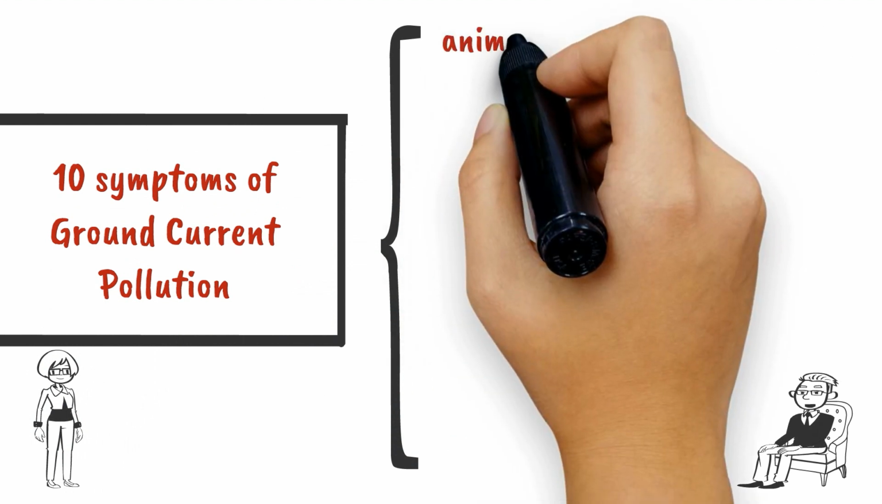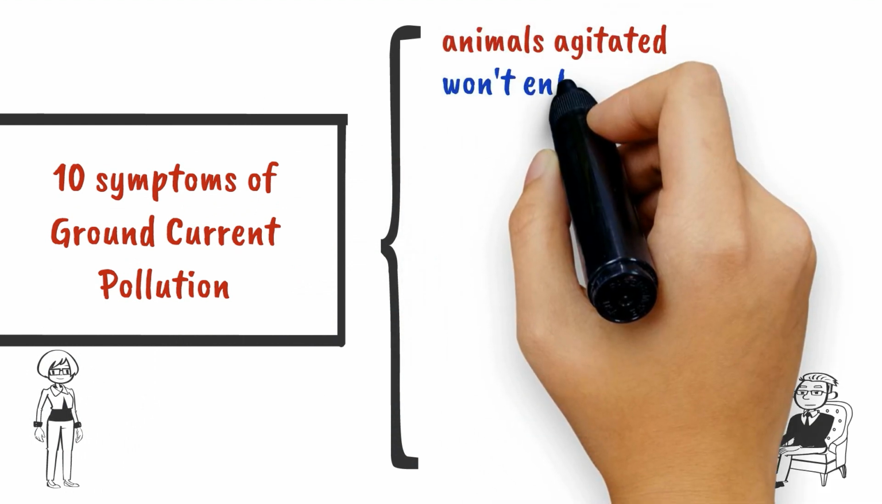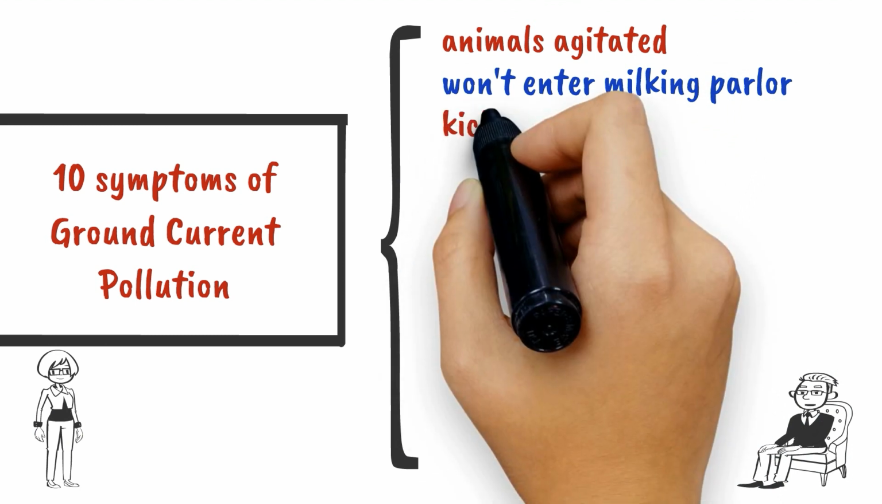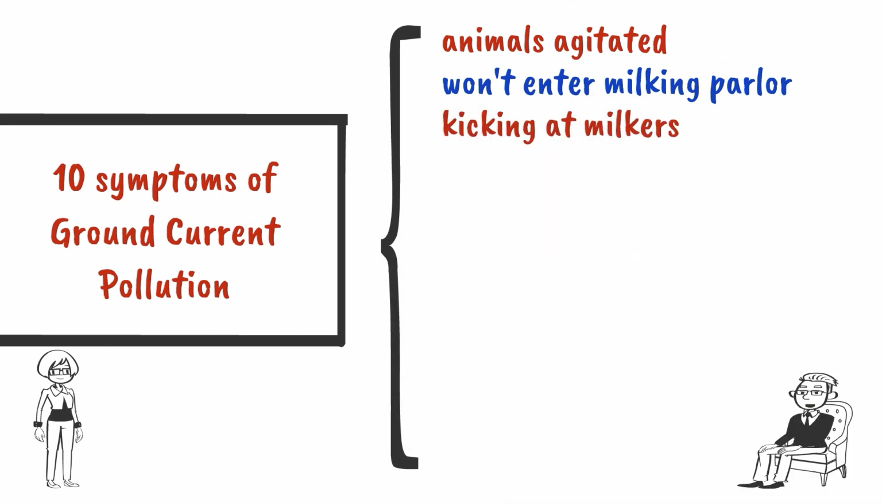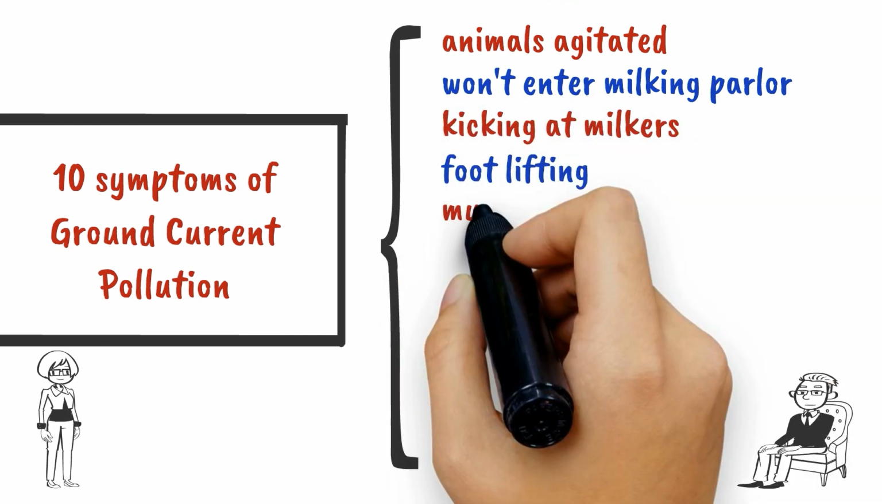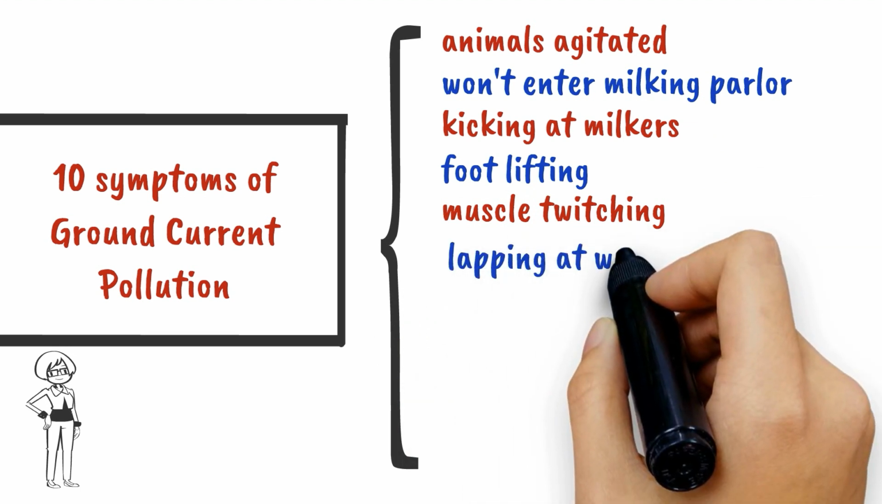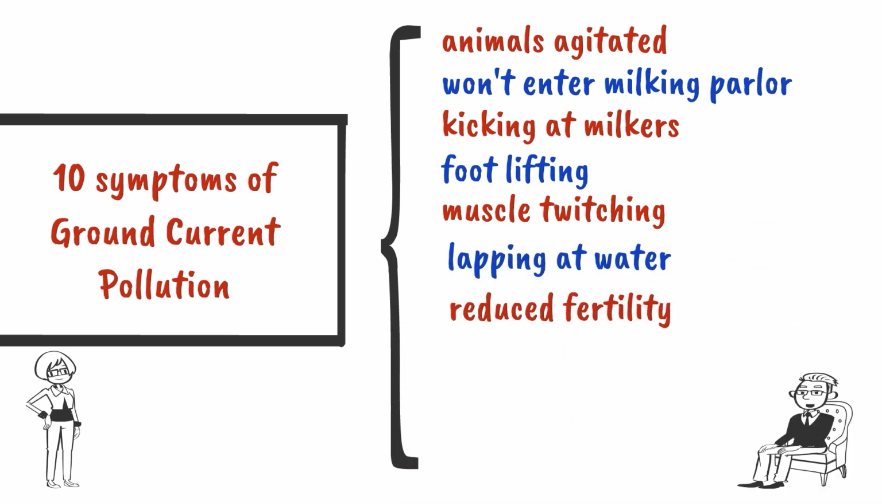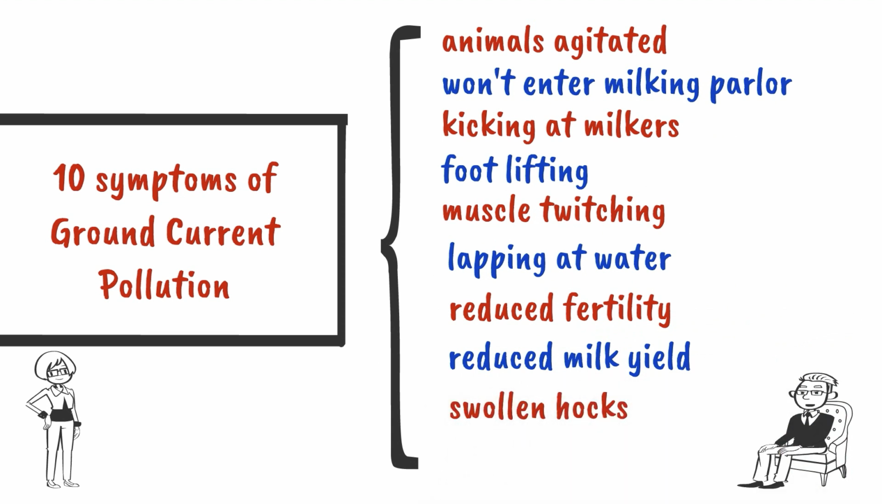It's not easy, but if your animals are agitated, if they won't enter the barn or the milking parlor, if they kick at their milkers and constantly lift their feet, if their muscles twitch and if they lap at their water, if the farmer notices reduced fertility and milk yield, if their hocks are swollen and their infections won't heal, then you can be fairly confident that the farm has a ground current problem.